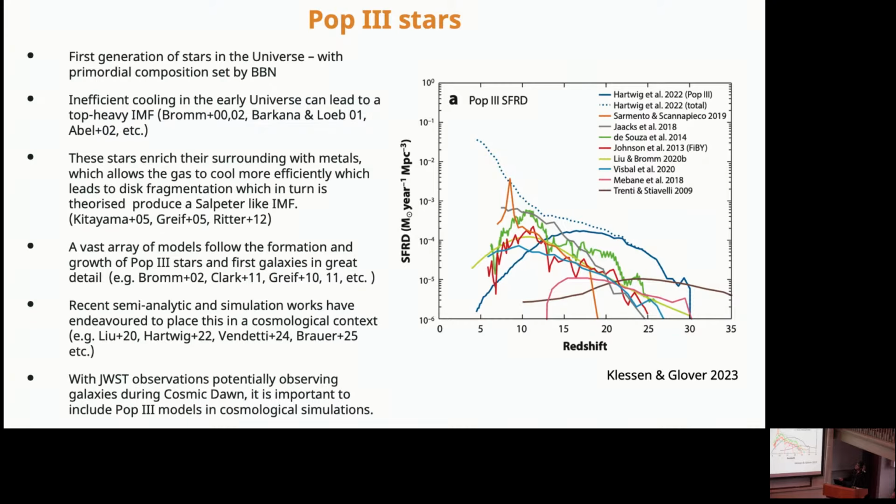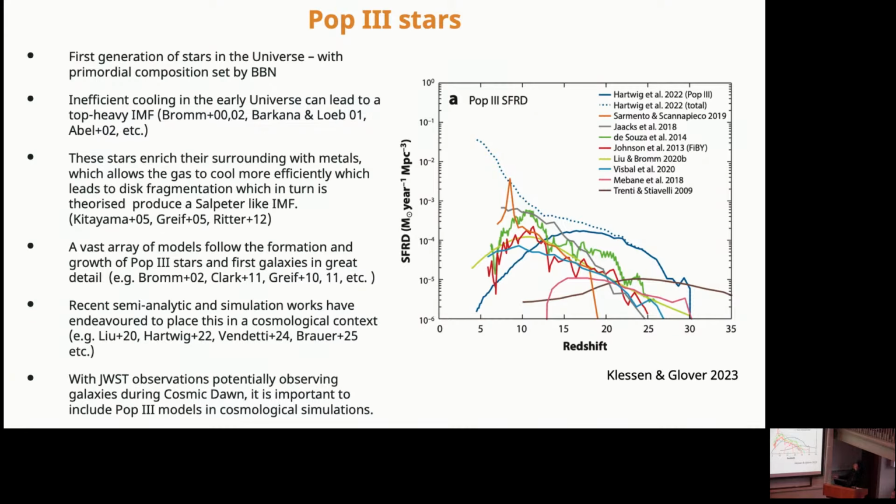But once these POP3 stars form, they enrich their surroundings with metals and allow the gas to cool more efficiently, which can lead to disk fragmentation, and which in turn is theorized to produce Salpeter-like or Chabrier-like IMFs in the later stages of the universe. And there have been a vast array of models which try to follow the formation and growth of these POP3 stars and first galaxies in great detail. There have also been recent semi-analytic and simulation efforts which have tried to place the formation of these POP3 stars in a cosmological context.